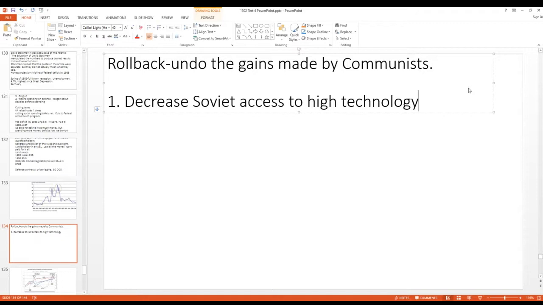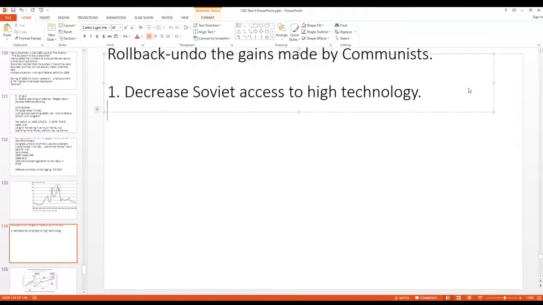The best example: some sort of equipment the Soviets needed for natural gas extraction, and they were going to buy it from General Electric. And Reagan, who had worked for General Electric, called up Jack Welch and asked him not to sell that technology to the Soviets. So that's what I mean by decreasing Soviet access.